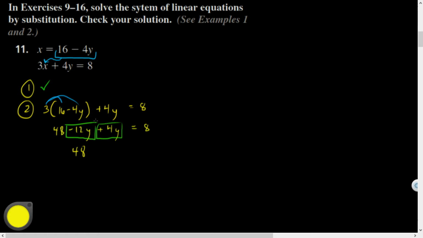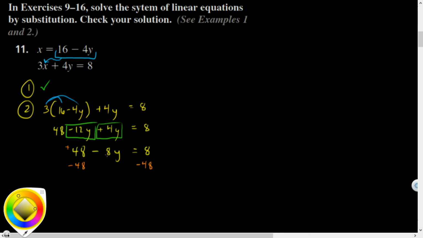12y and 4y, the negative 12y, if I combine those, is going to be negative 8y equals 8. How do I get y by itself now? Yeah, even though there's a minus sign right here, there's an invisible plus sign in front of that. That minus sign applies to the negative 8y. So let's see, this is going to be negative 40. And now what do I do? How do I get rid of that negative 8?